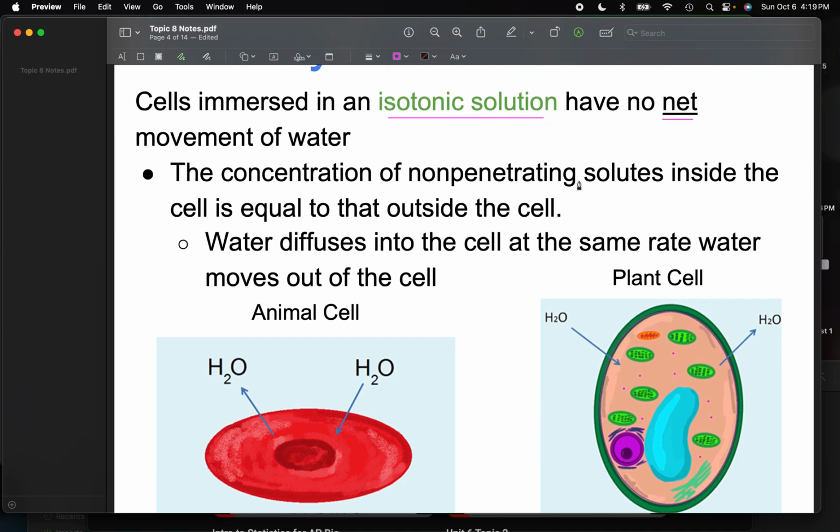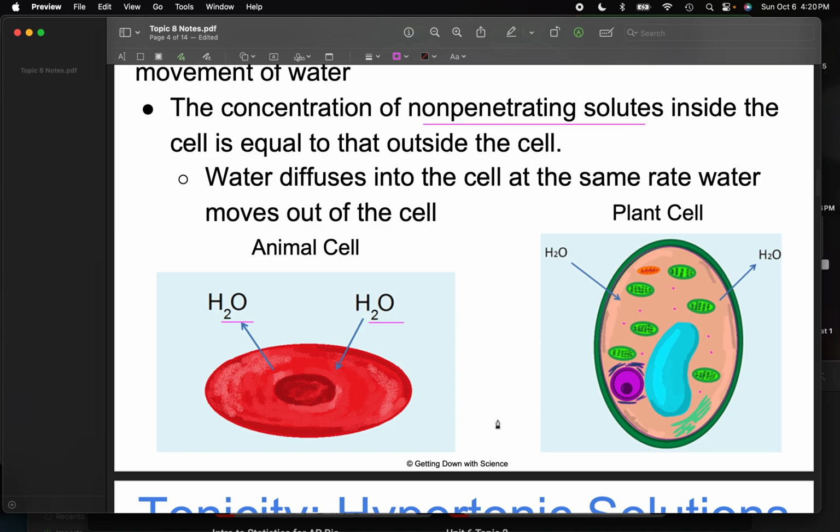This is what we're really trying to aim for in all living cells, because it means that the cell is not going to swell or lyse, that sort of thing. The concentration of non-penetrating solutes inside the cell is equal to that on the outside of the cell. That just means that there's the same amount of water inside and outside, there's the same amount of solutes inside and outside, and water will diffuse into and out of the cell at the same rate, right? So it's sort of a one-to-one exchange.